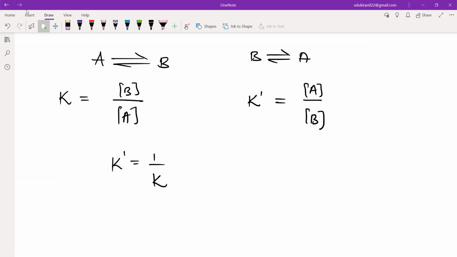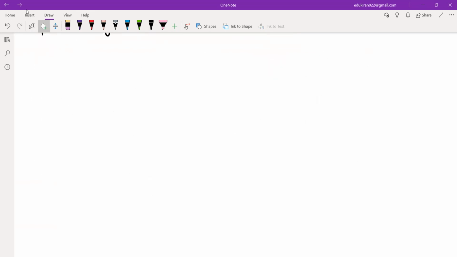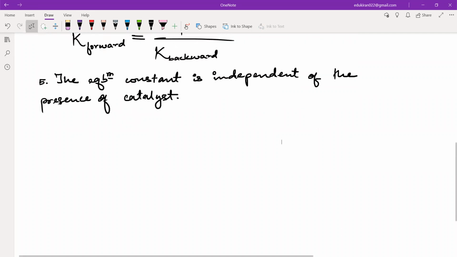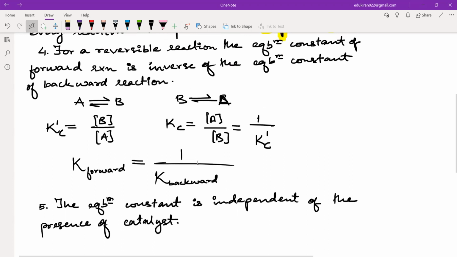Yes, sir. So these are simple points of equilibrium constant that need to be in your notes, and you should have a slight idea what they are saying. So K forward will be equal to the inverse of K backward, and equilibrium constant, we have already said, is independent of the presence of a catalyst. If a catalyst is there, equilibrium will be achieved earlier, but the value of the constant is not going to change. Okay, so I don't think you have any doubt till here. Maybe you can flip a few pages and tell me if you have any doubt. Otherwise, I can proceed.